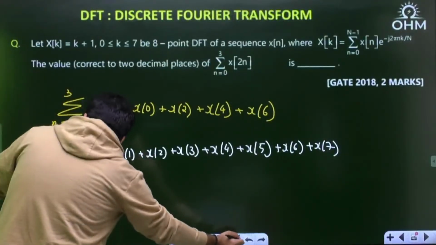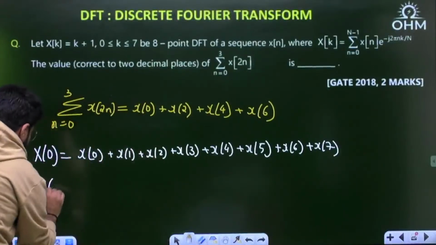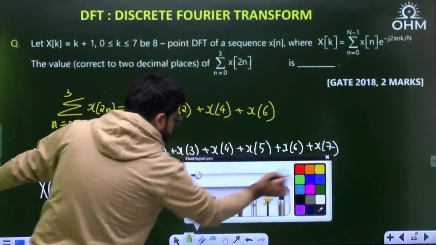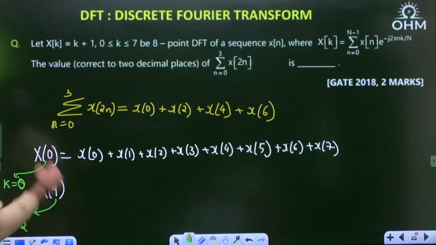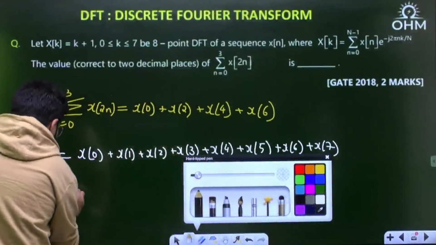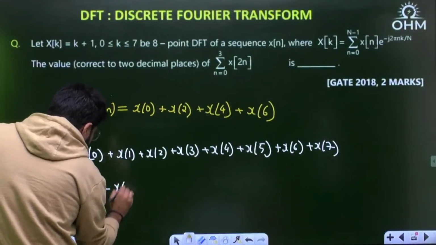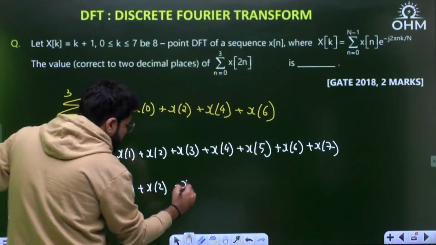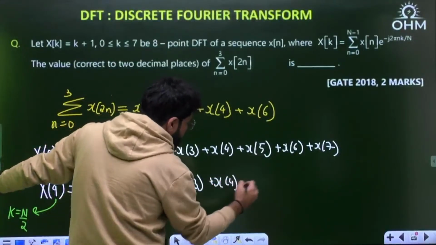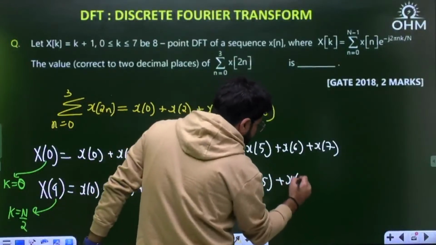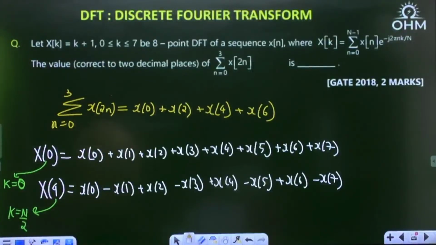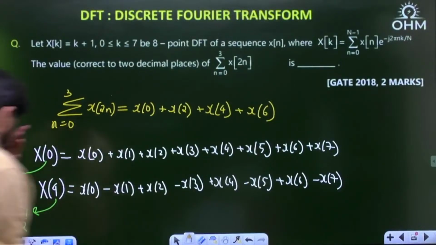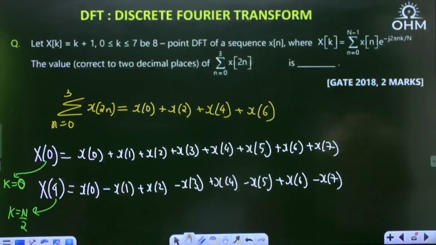Sorry, not capital X1. Now let me write down capital X of n by 2. Okay, that will be 4. Again, let me highlight: the first ordinate is k equal to 0 and this one is k equal to n by 2. This is an 8 point, so n by 2 becomes 4. But what happens at the central ordinate? Alternate plus minus will come. That I have generalized already. x0 minus x1 plus x2 minus x3 plus x4 minus x5 plus x6 minus x7, isn't it? Okay, perfect.